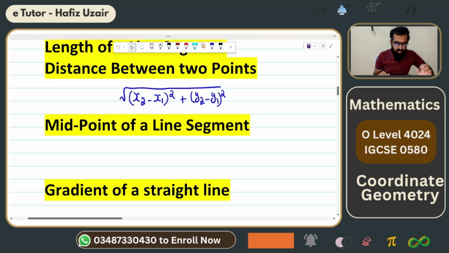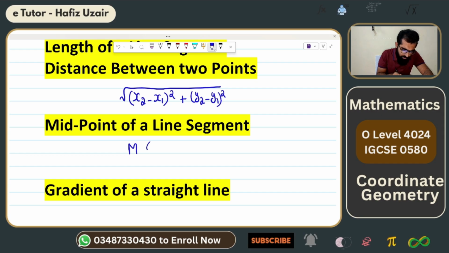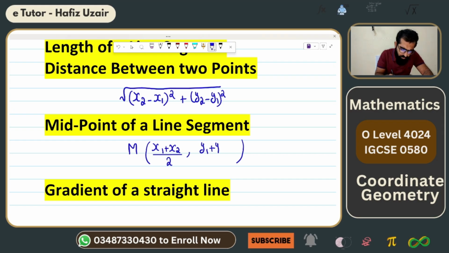The second thing is the midpoint of a line segment. The midpoint is exactly at the center between 2 points. The formula for the midpoint is we represent the midpoint with a capital M and then brackets, and we add the x coordinates of the 2 points and divide by 2, and then add the y coordinates of the points and divide by 2.